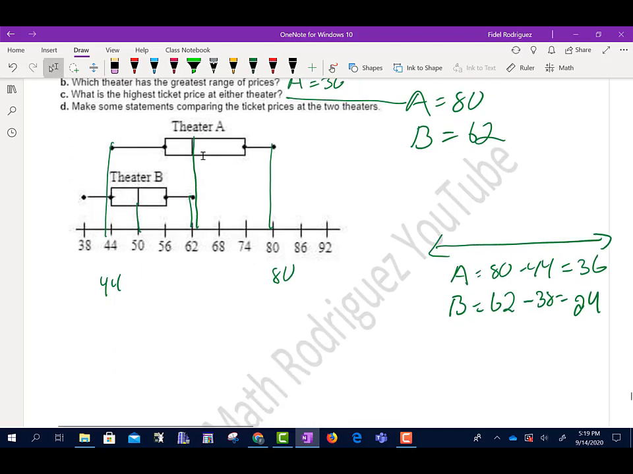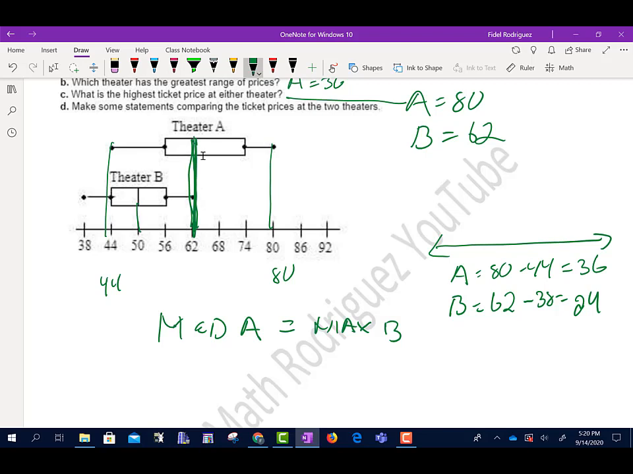Okay, so a couple of things that we can say is the median price for A is the same as the maximum price for B, right? Because those are right there.